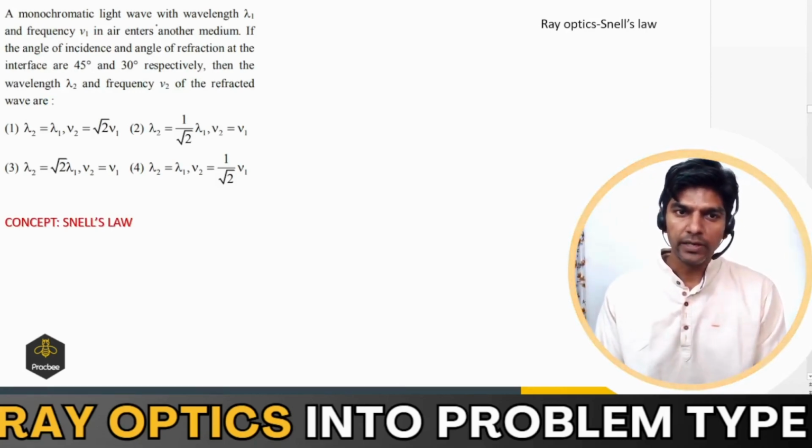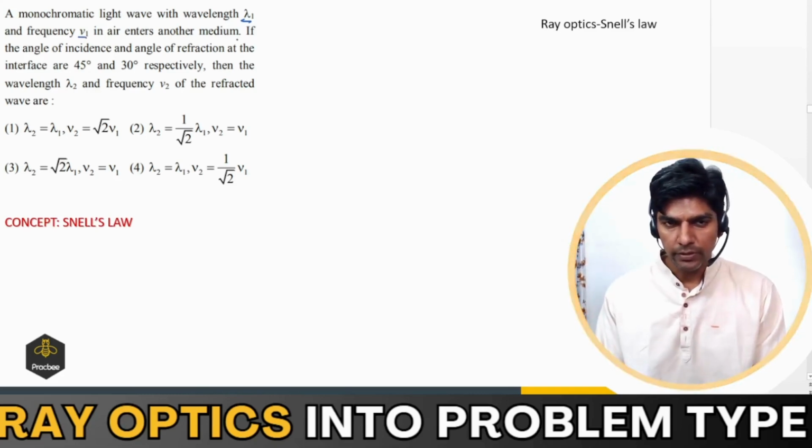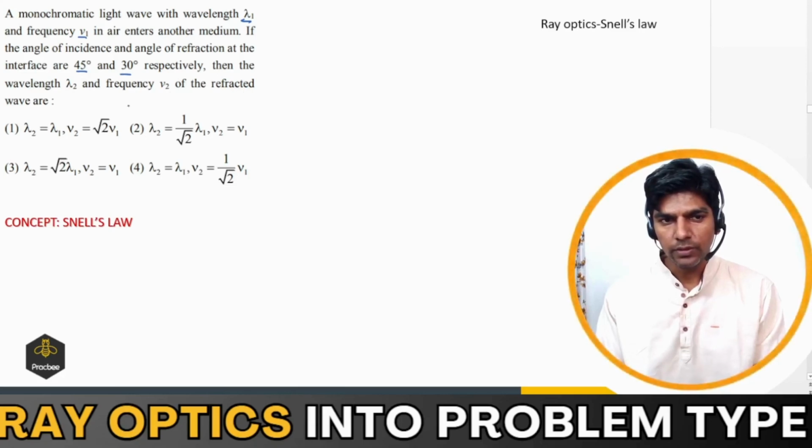A monochromatic light wave which has a wavelength lambda 1 and frequency nu 1 in air enters another medium. If the angle of incidence and the angle of refraction are 45 and 30 degrees, then what are the wavelength lambda 2 and the frequency nu 2 of the refracted wave?